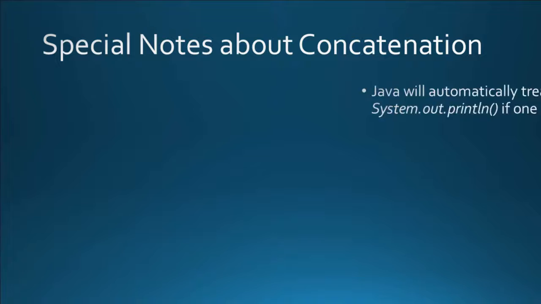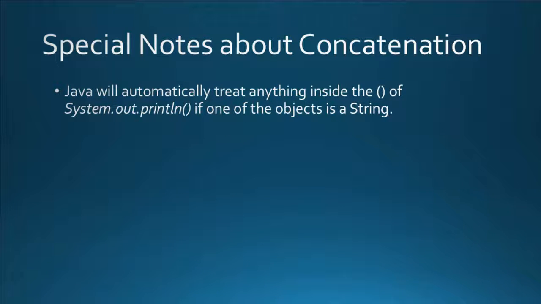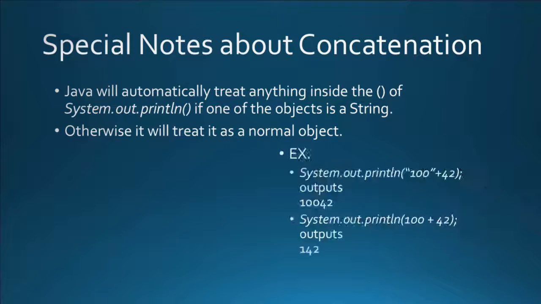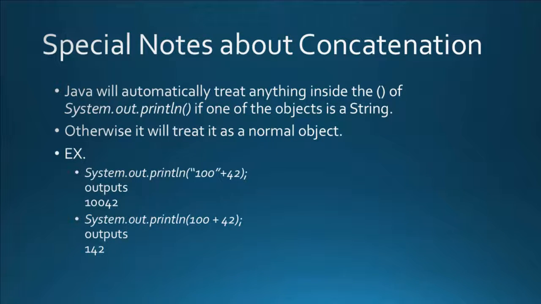Now, there are a couple things to note about concatenation. Java will automatically treat anything inside of the parentheses of System.out.println as a string if one of the objects is a string. Otherwise, it's going to treat it as numbers. So, if we look at this example here, we have System.out.println("" plus 100 plus 42). It's going to output what looks like 10,042, but it's actually saying 100 and then 42, because it's quoting 100 as a string, and when you do the 42 there, it's also going to treat that as a string. Now, if I look at the second one here, System.out.println(100 plus 42), I get 142.